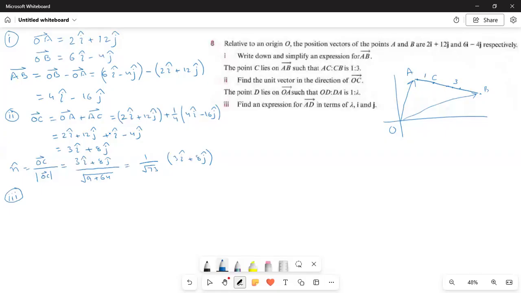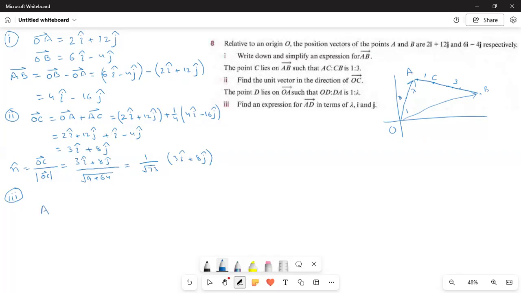Part 3 says the point D lies on OA, such that OD to DA is 1 to lambda. So D is here. If this length is 1, this length is lambda. O to D is 1 and D to A is lambda. Now we have to find an expression for AD.